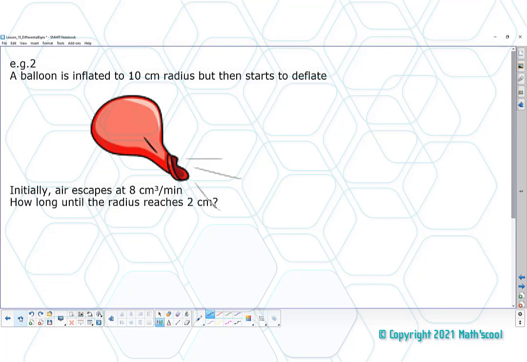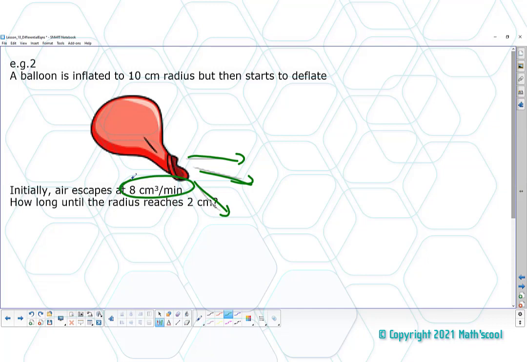So we've got two ways of working this out, but we want to do it using the related rates of change method. So there is another way we could do it, but we're not going to do it that way because we want to practice related rates of change. So here's our balloon, and what's happening is air is coming out of the balloon. And the rate at which air is coming out is, well, it says initially air escapes at a rate of 8 centimeters cubed per minute.